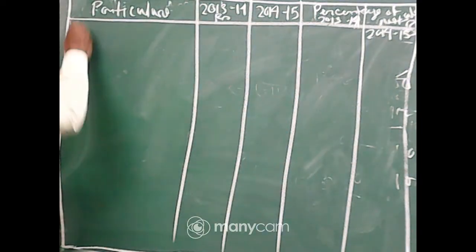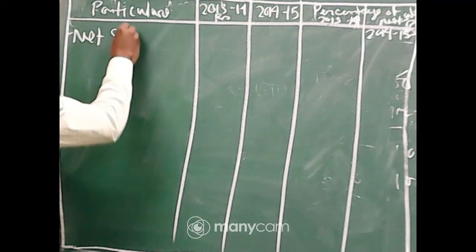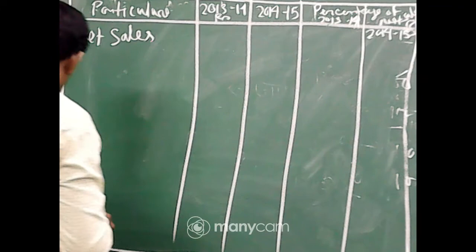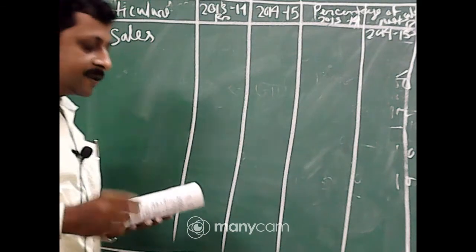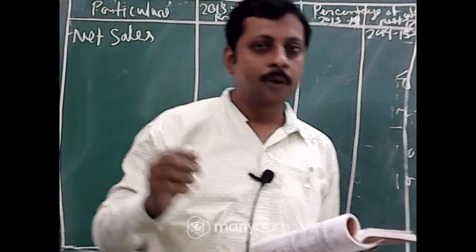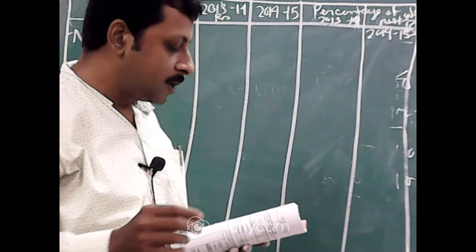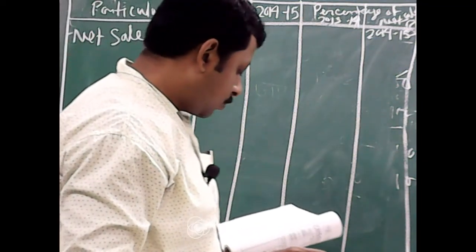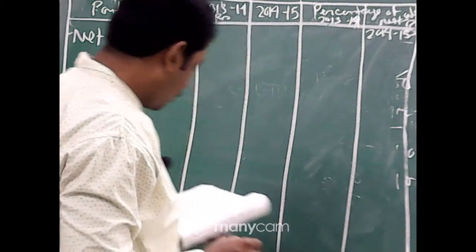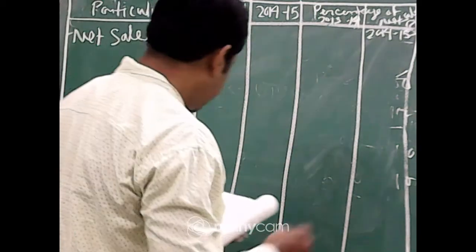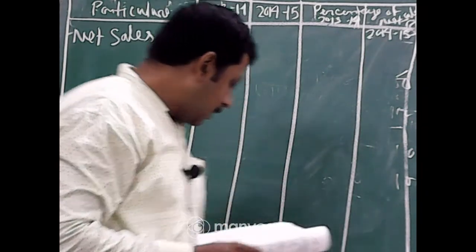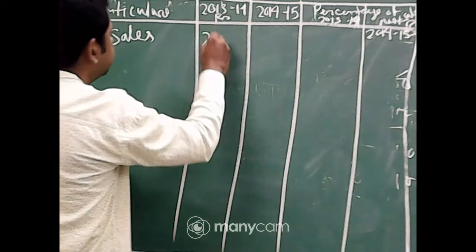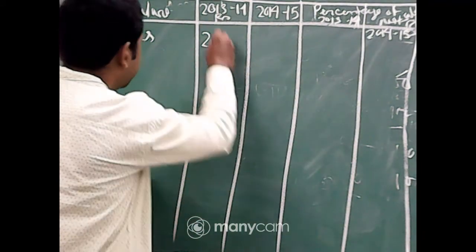Now one by one you do. Write net sales, and in the upper portion write common size income statement for the year ended 31st March 2015. So net sales is 25 lakh in case of 2013-14.